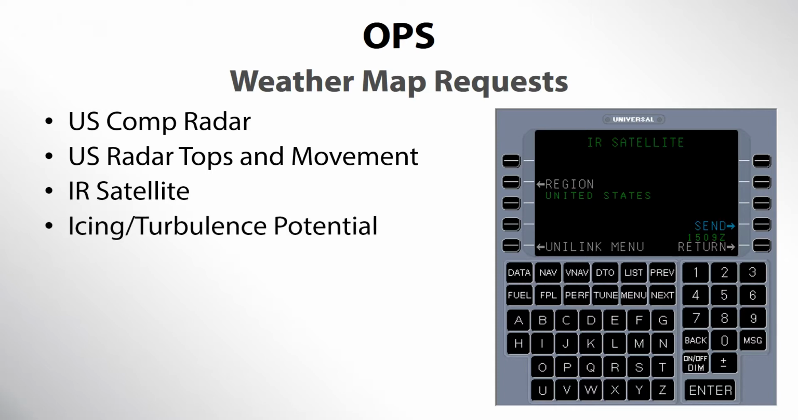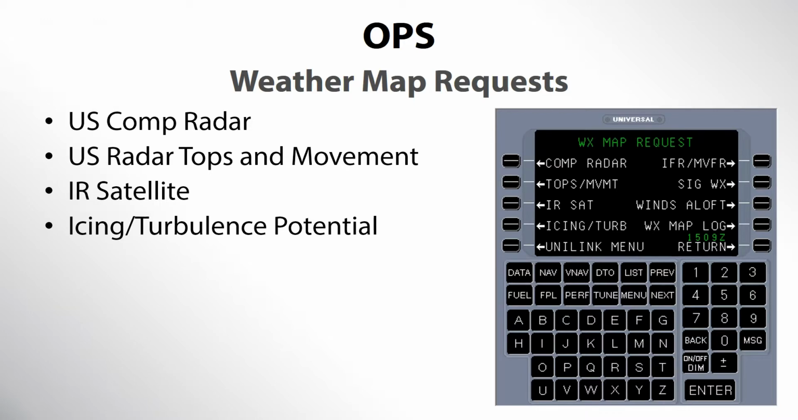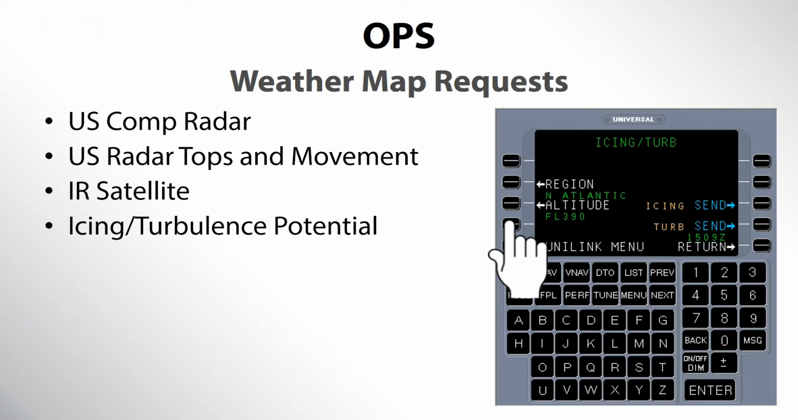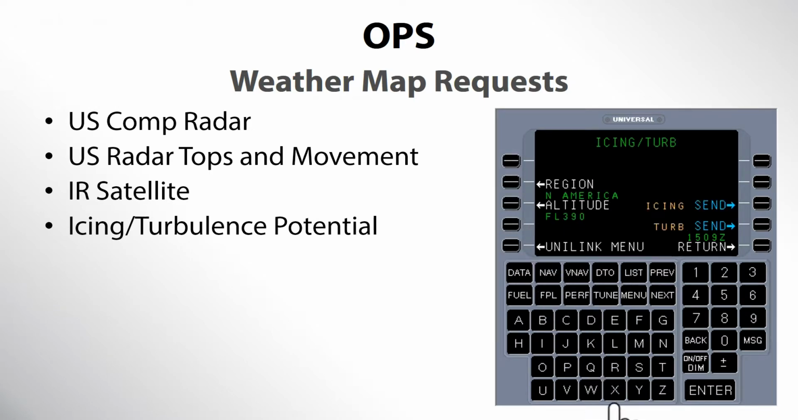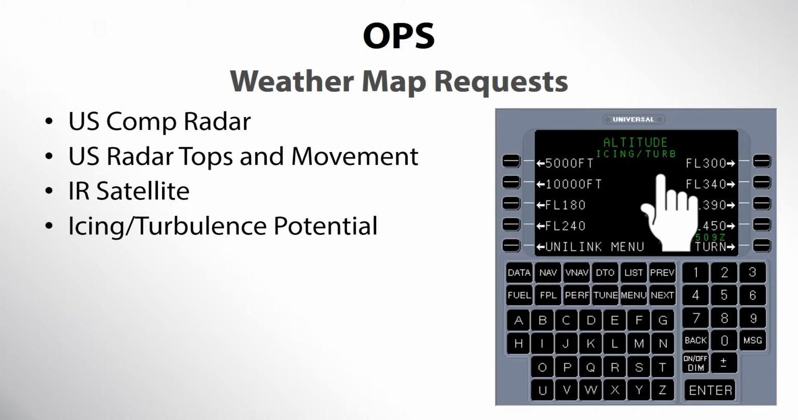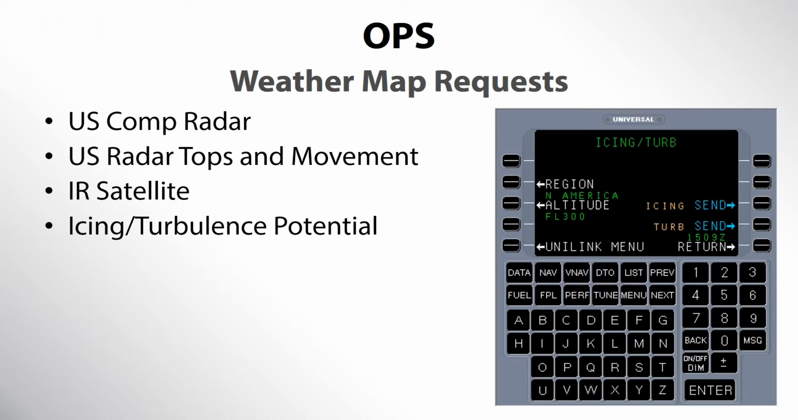The Icing Turb page is used to request worldwide icing potential and turbulence potential maps. To request an icing potential or turbulence potential map, first select a region. Then select a flight level. Both the region and flight level selected will remain through system power cycles. Press the appropriate Send key to place your request in queue for transmission.